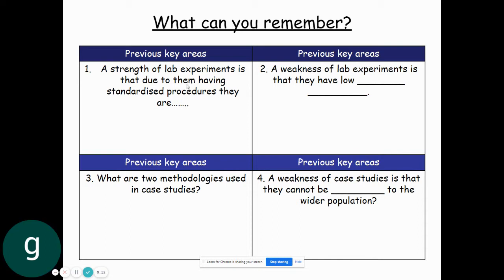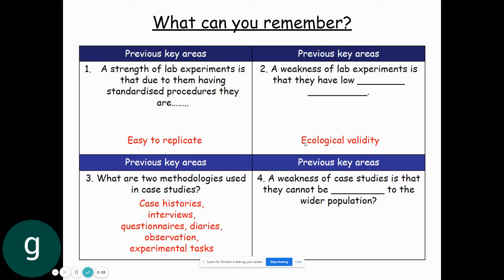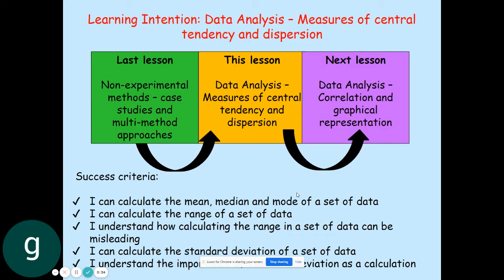You should already remember things like the strengths of lab experiments, the weaknesses of lab experiments, and different methodologies used in case studies. So easy replication in lab experiments, what is low ecological validity, methods used in case studies: case histories, interviews, questionnaires, diaries, observations, experimental tasks. The weaknesses in case studies being generalization.